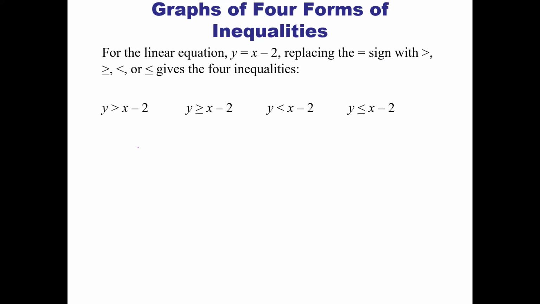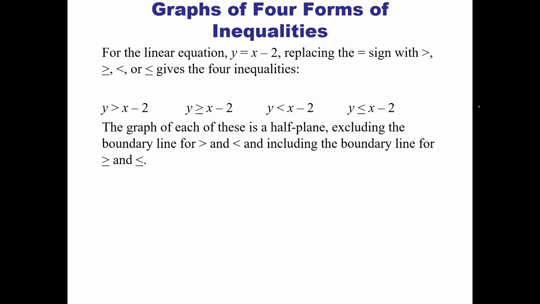Now, for the linear equation y equals x minus 2, we're going to replace that equality sign with either greater than, greater than or equal to, less than, or less than or equal to. And so we get four different inequalities, which means four different kinds of graphs. If you have the greater than or the less than, you're going to have a dotted line. Whereas if you have the greater than or equal to or the less than or equal to, you're going to have a solid line. So the graph of each of these is the half plane, excluding the boundary line for the greater than or less than, and including the boundary line for the greater than or equal to or less than or equal to.